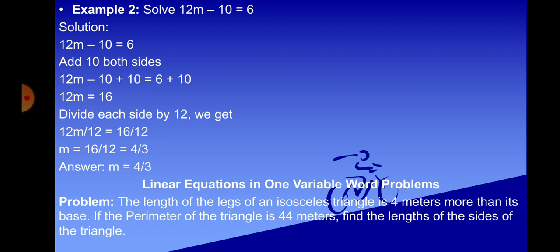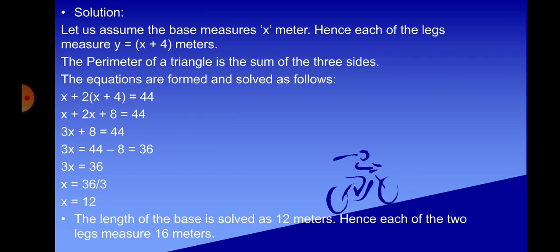So the length of the legs of an isosceles triangle is 4 meters more than its base. If the perimeter of the triangle is 44 meters, find the length of the sides of the triangle. Solution: let us assume the base measures x meters, hence each of the legs measures y equals x plus 4 meters.